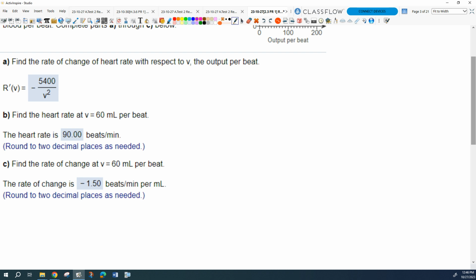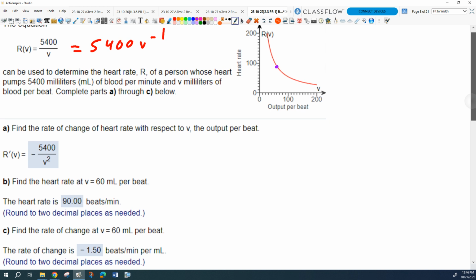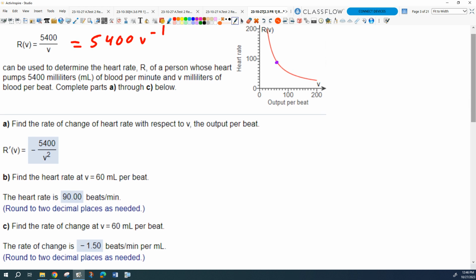Okay, what's that mean? So what is R prime again? How would I say R prime? R is just heart rate as a function of stroke volume. What's R prime? Good, you always start with rate of change. Good, rate of change of, okay, so the rate of change of heart rate with respect to stroke volume.